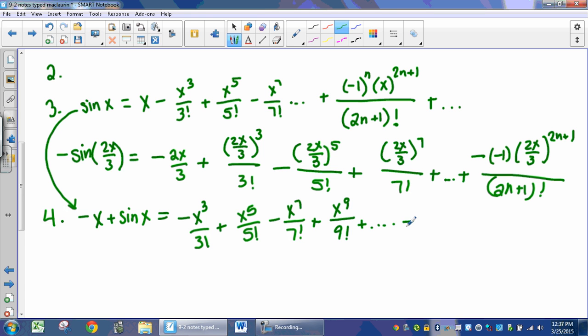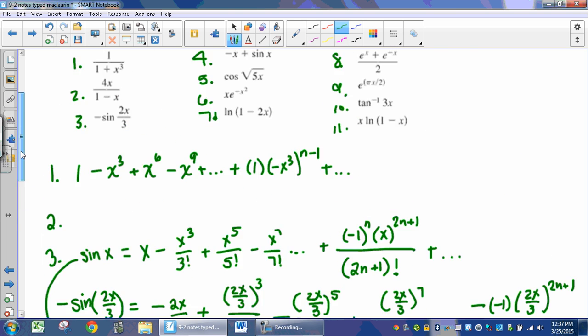Mrs. Favorite, what about the general term? Do you have to add negative x to the general term? No, the general term doesn't change. The general term is the same. Whenever you add or subtract to a series, it does not affect the general term at all. There you go.